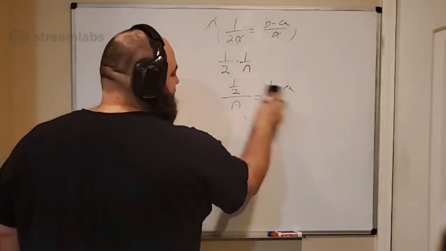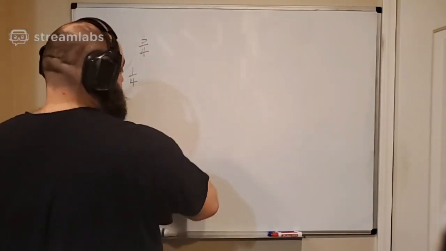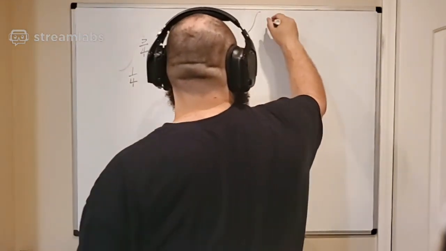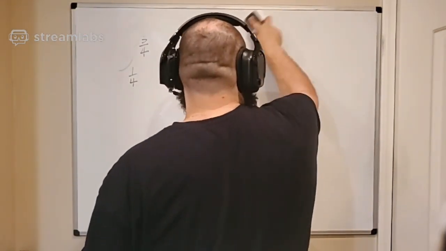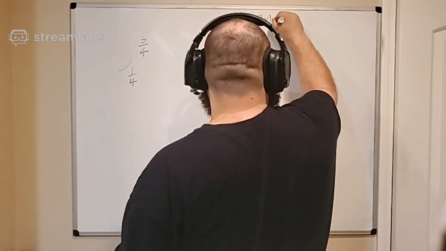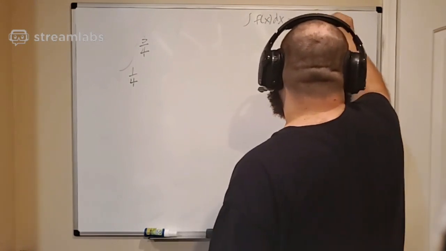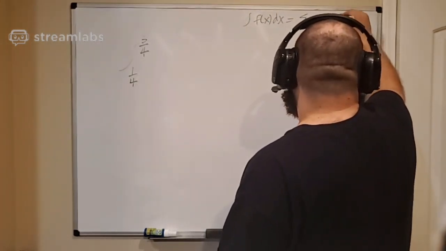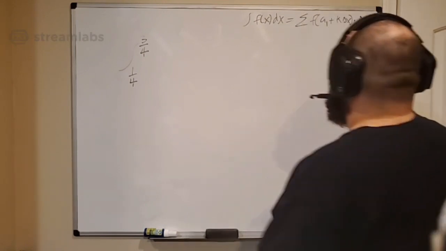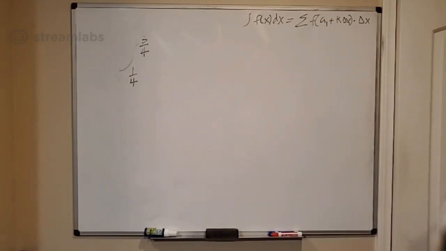Now, the last question we have to ask ourselves is what goes inside of our integral? This is where we have to go back and remember that when we talk about our integral of f of x dx, it is the sum of f of a plus k delta x times delta x. So this is our basic idea of what the Riemann sum looks like when we do our integrals.